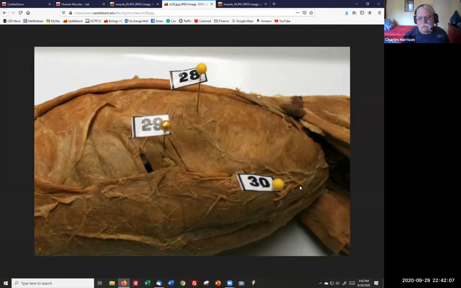I would never ask you a question like that. I would have it shown properly. If this is the rectus abdominis though, and this is the transverse abdominis, and this is the internal oblique, where's the external oblique? Folded back right here.